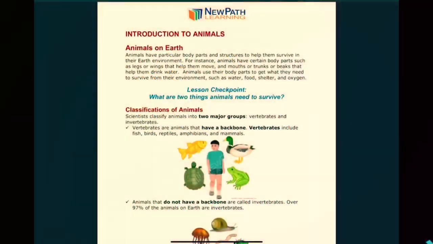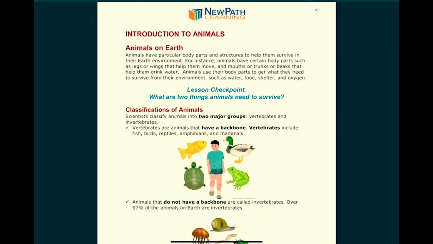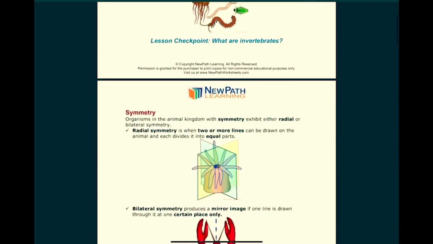Okay, the first thing you're going to do is number off the pages in the science section so you can follow along easily.